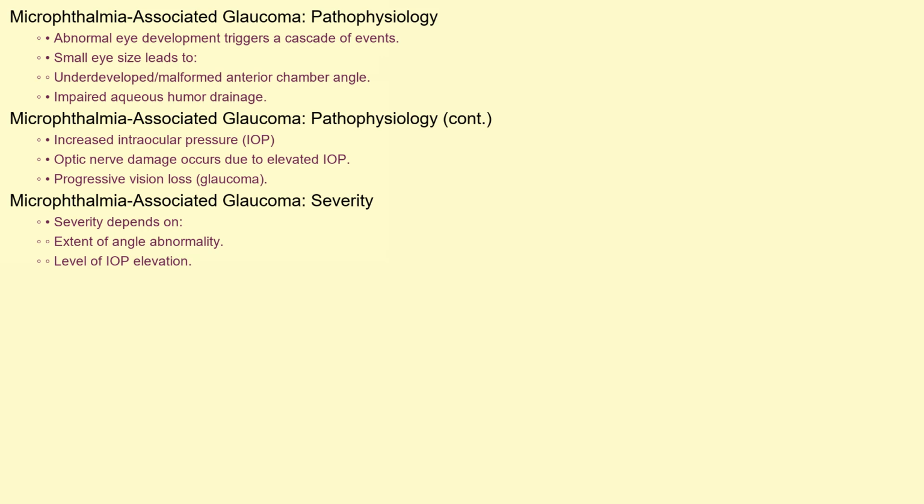The pathophysiology of microphthalmia-associated glaucoma involves a cascade of events triggered by the abnormal eye development. The small size of the eye often leads to an underdeveloped or malformed anterior chamber angle, the area responsible for draining aqueous humor, the fluid within the eye. This impaired drainage increases intraocular pressure, or IOP, which damages the optic nerve, the vital link between the eye and the brain. Over time, this optic nerve damage leads to progressive vision loss, the hallmark of glaucoma. The severity of glaucoma depends on the extent of the angle abnormality and the level of IOP elevation.